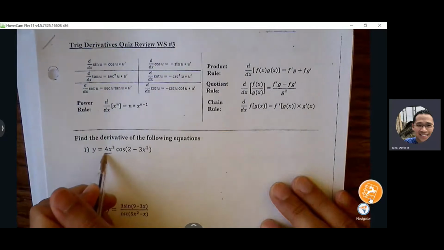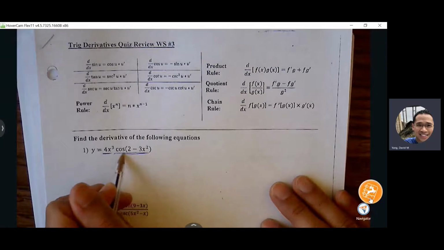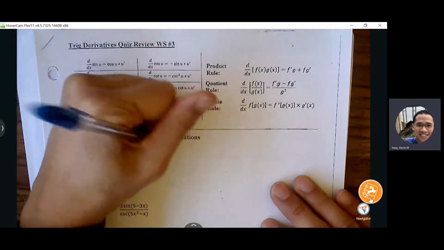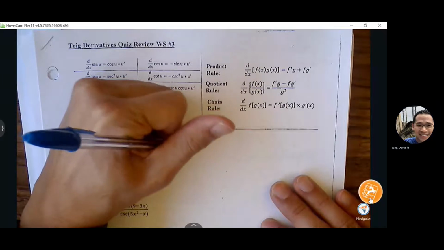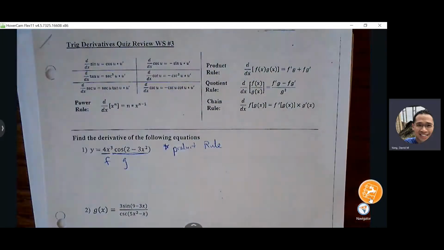Product rule, right? Make sure we identify these as 2 distinct functions, f and g. Product rule. Go ahead and try that. F prime g plus fg prime.